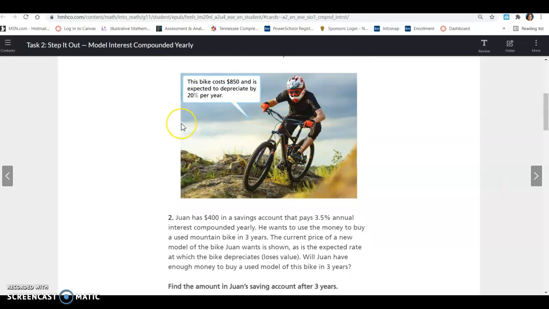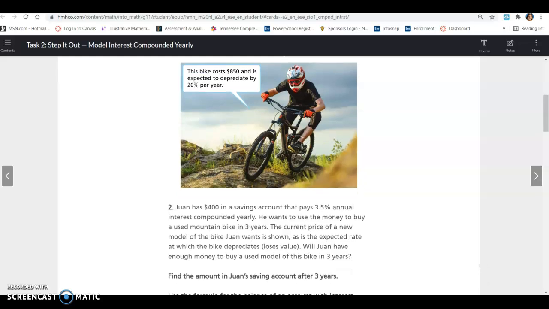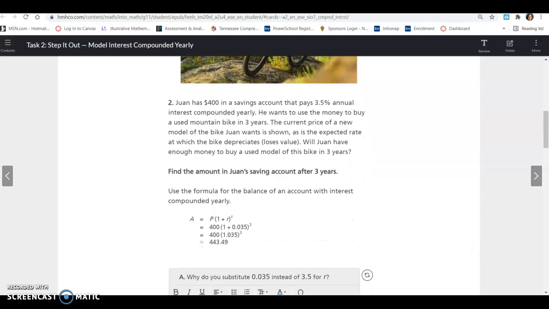All right, so in the picture it shows us that this bike costs $850 and it depreciates 20% each year. Juan has $400 in a savings account that pays 3.5% annual interest compounded yearly. He wants to use the money to buy a used mountain bike in 3 years. The current price of a new model of bike Juan wants is shown, as is the expected rate at which the bike depreciates or loses value. Will Juan have enough money to buy a used model of this bike in 3 years?